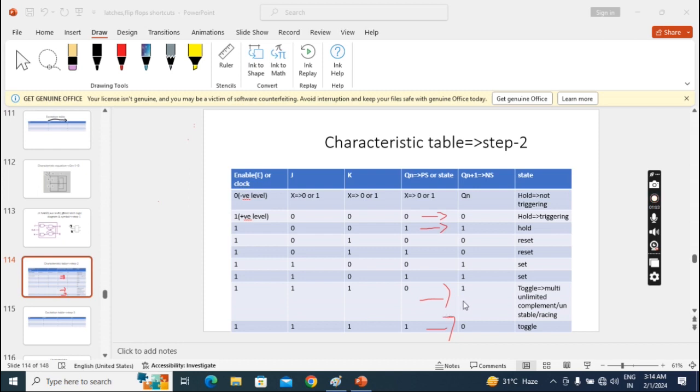So the output is continuously changing. It is a not stable or unstable condition. It is changing 1 to 0, 0 to 1. That's called racing or race around condition. This is a drawback in the JK flip flop. We'll see in further lectures how to avoid this drawback. We use master slave. We'll see in the master slave how it is avoided.